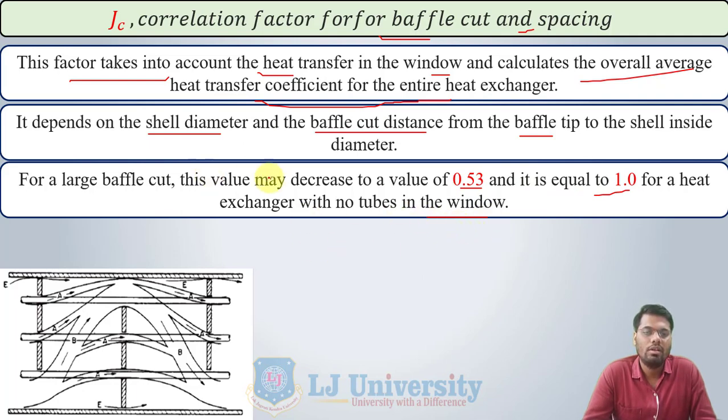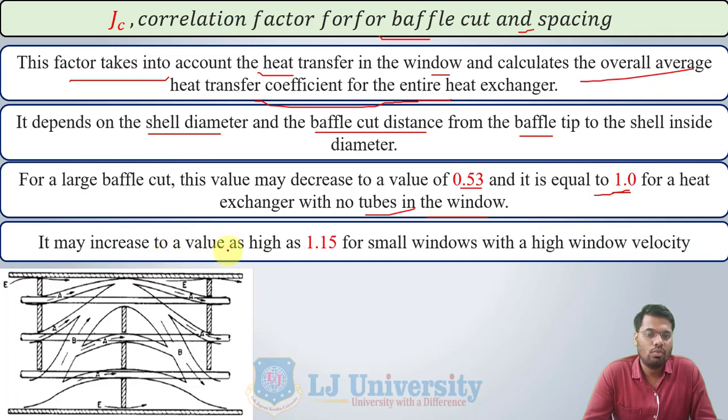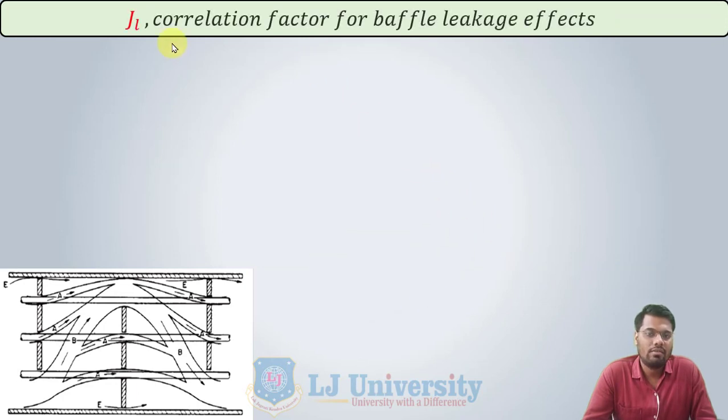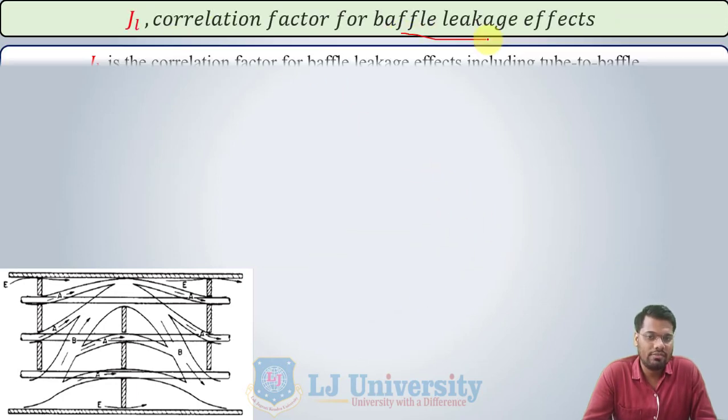Okay, so there is one type of heat exchanger where there are no tubes in the window. For that type of heat exchanger, the value would be 1. Otherwise, it ranges from 0.53 to 1. It may increase to a value as high as 1.15 for a small window with high window velocity. Next one is JL, the correction factor for the baffle leakage effect.